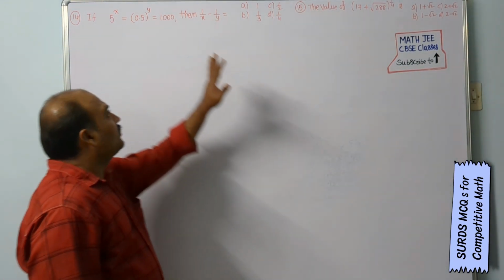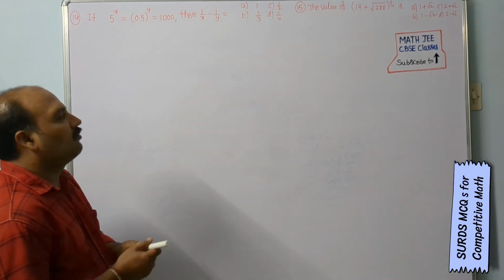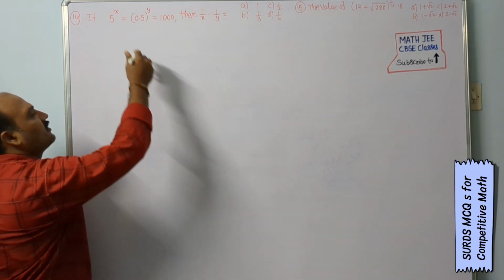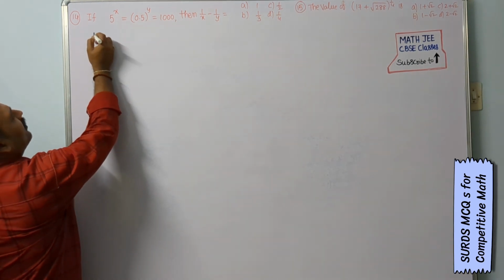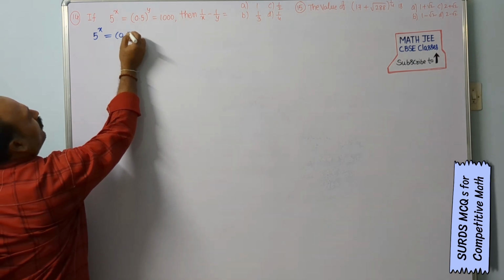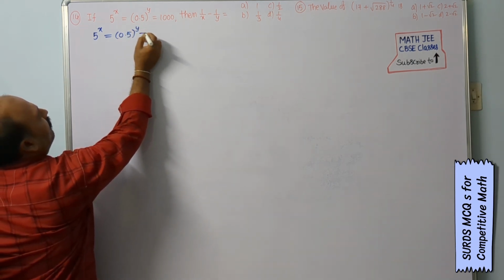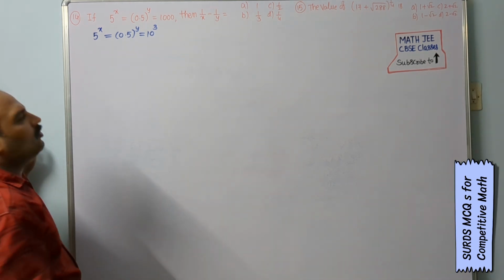The next question is related to surds as well as logarithms. Generally they won't do it like this, but it is given. But how to solve the problem, we will do it. 5 power x equals 0.5 whole power y equals 1000, which can be written as 10 power 3.